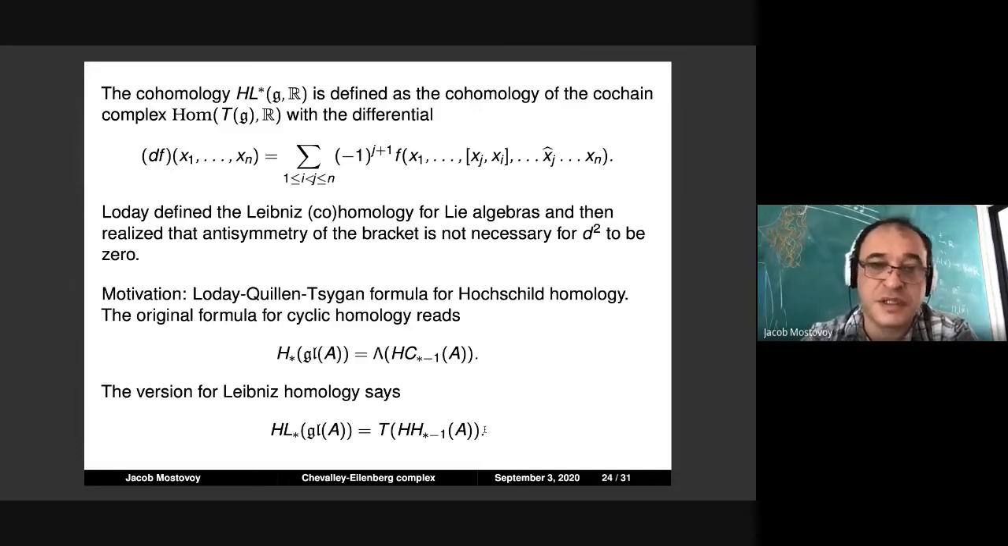There's a formula of Loday and Quillen proved by Tsygan for the homology of the Lie algebra of matrices over any algebra. And there is a version of it for Leibniz homology, which instead of cyclic homology uses the Hochschild homology. So this is the interesting thing about Leibniz algebras. But okay, let me go back to the definition.